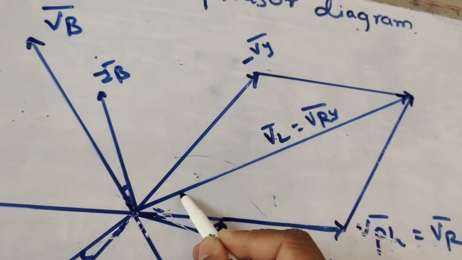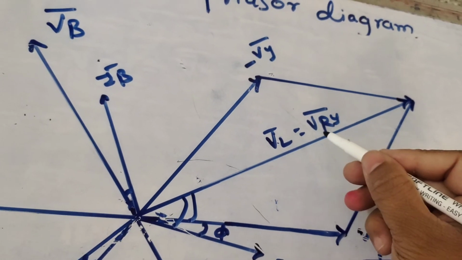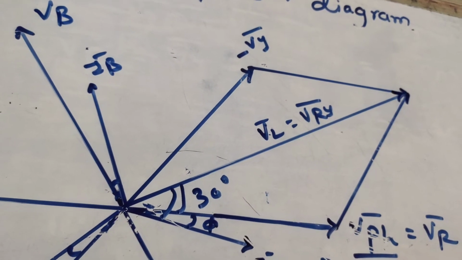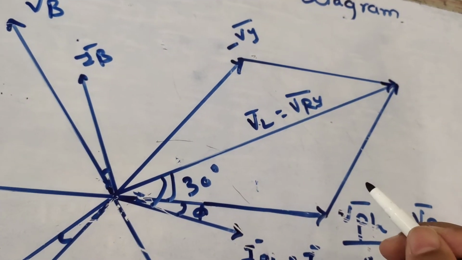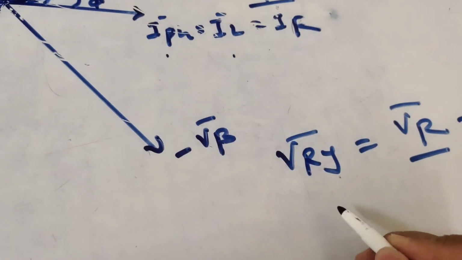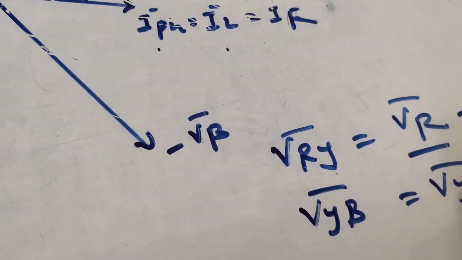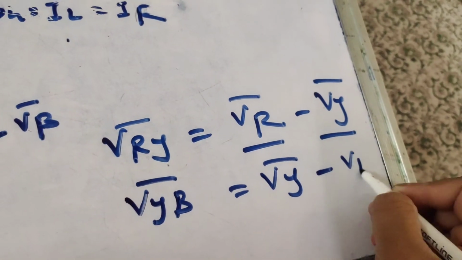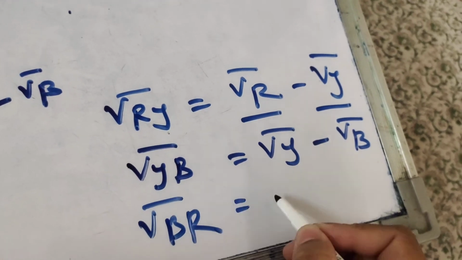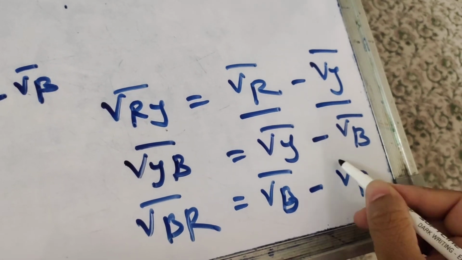Measure this angle between the phase voltage and line voltage. It should be 30 degrees. Okay. Similarly, draw the phasor diagram for VYB, that is VY plus minus VB, and VBR, VB plus minus VR.